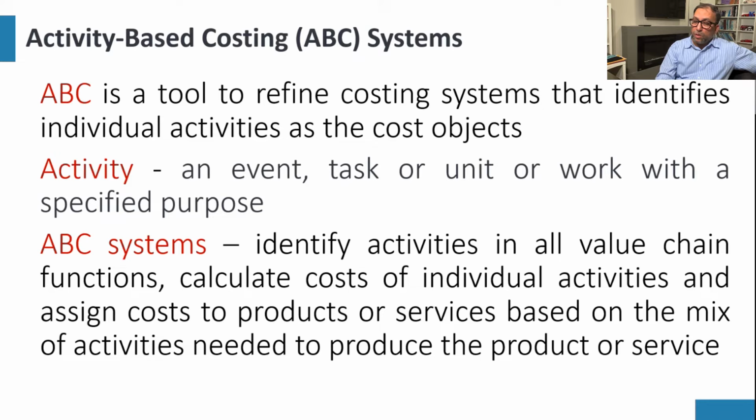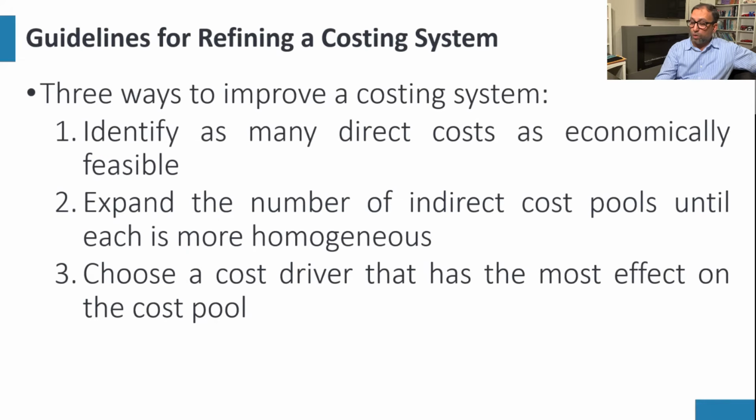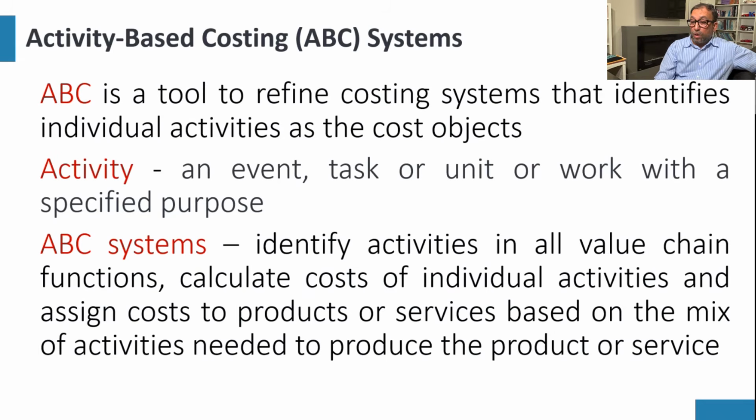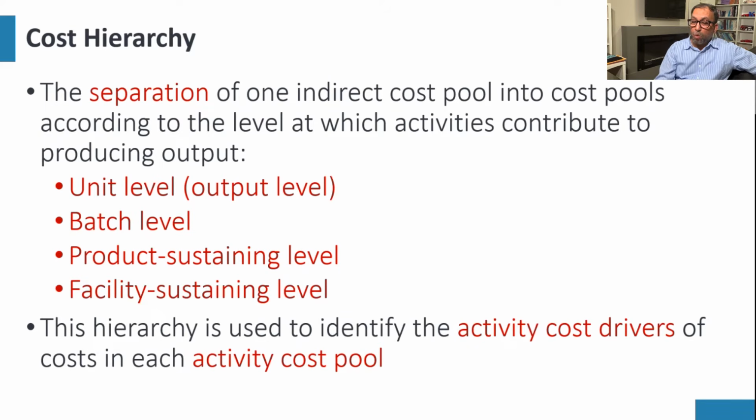So ABC systems identify activities in all value chain functions, calculate the cost of individual activities, and assign cost to products or services based on the mix of activities needed to produce the product or a service. So that's the way that we are not taking a very broad average of the indirect cost and applying it to the products. We try to figure out these small indirect costs based on the activities and distribute them in a way that gives a more accurate or correct cost of the product.